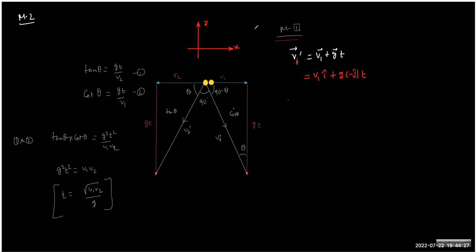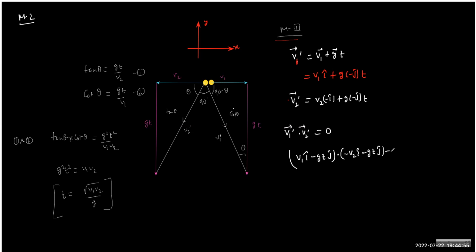Similarly, what about V2 dash? V2 minus I cap, you can see, and plus G minus JT, like simple. And what I said is that V1 dash and V2 dash are mutually perpendicular, so it must be 0. So (V1 I cap minus GT J cap) dot (V2 I cap minus GT J cap) must be 0.